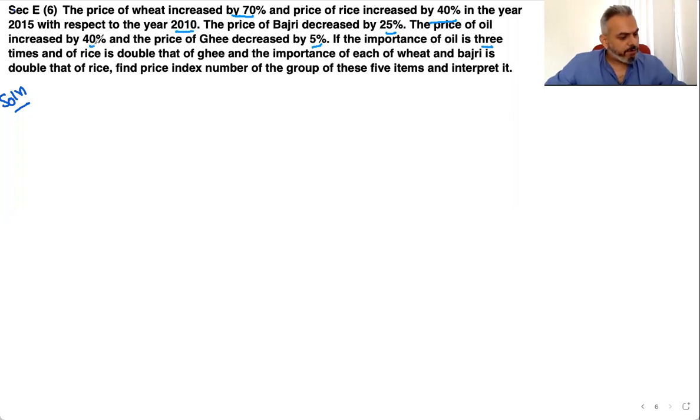If the importance of oil is three times and of rice is double that of ghee, and the importance of each of wheat and bajri is double that of rice, find the price index number of group of these five items and interpret it. So first let's write the items.